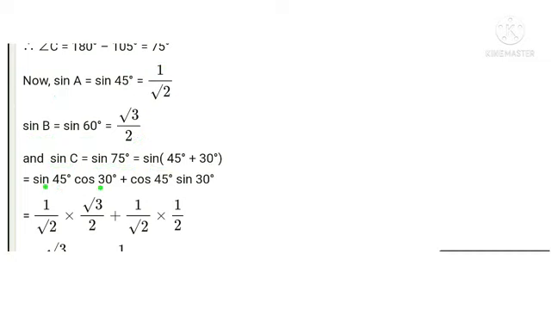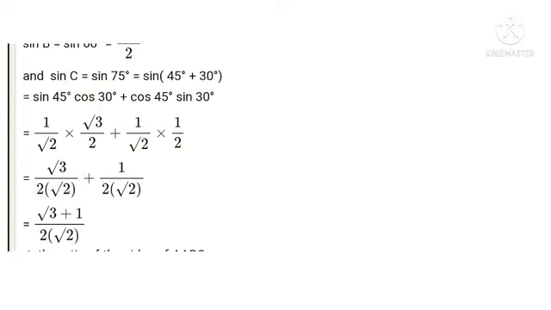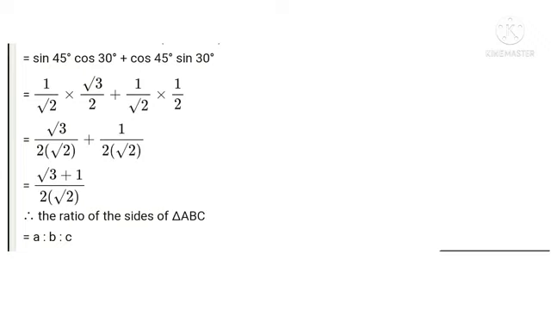Sin A cos B plus cos A sin B we use here. Sin 45 value put, cos 30 is root 3 upon 2, cos 45 is 1 upon root 2, sin 30 is 1 upon 2. So you further simplify. You get root 3 upon 2 root 2, 1 upon 2 root 2. Denominator is same. Root 3 plus 1.